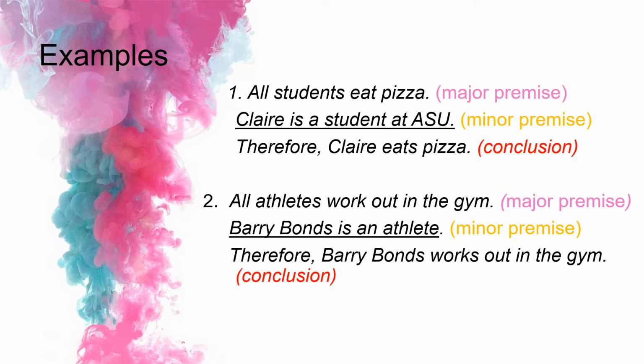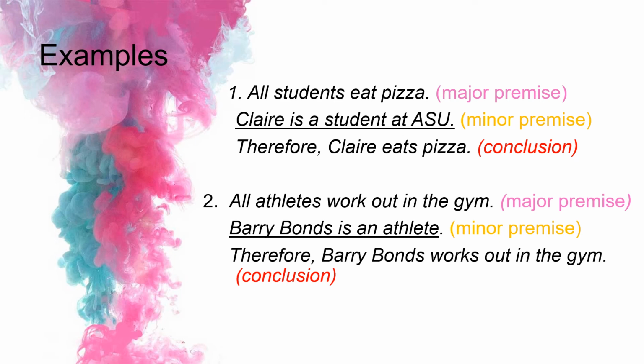I have two examples here to explain further on deductive reasoning. Okay, let's take a look at the first example. As we discussed earlier, when it comes to deductive reasoning, the first premise presents general information. As the argument is developed, we will notice that the author gets more specific until the conclusion. So: all students eat pizza. This is the major premise, and it is a generalization of the topic. This is a general statement.